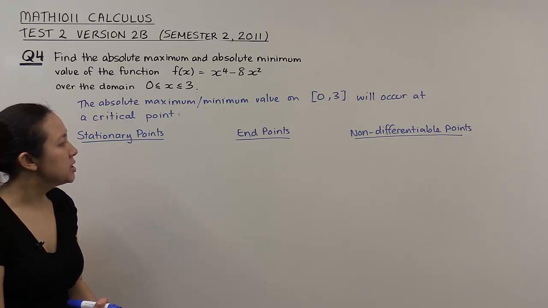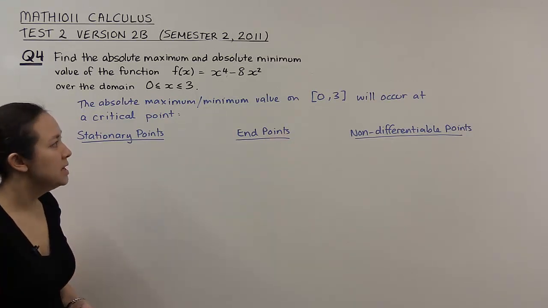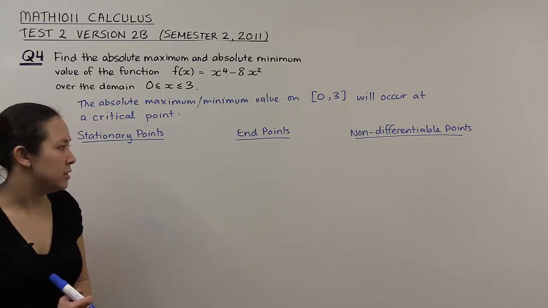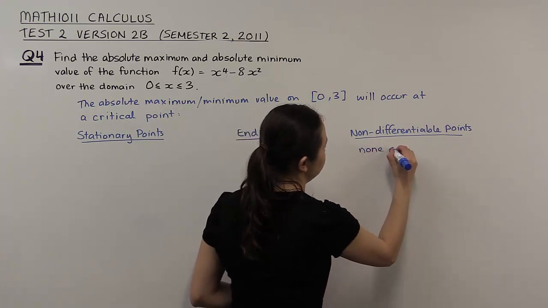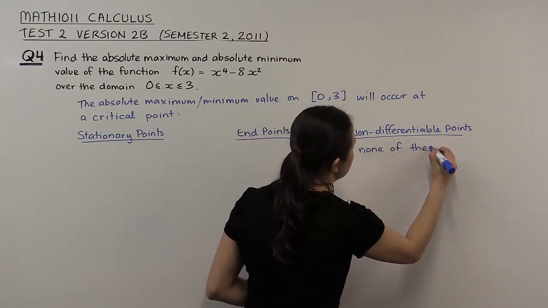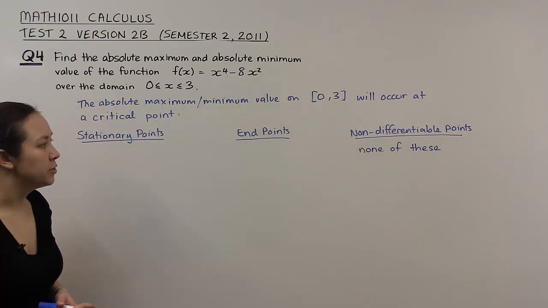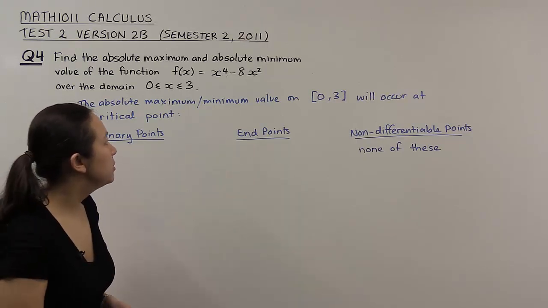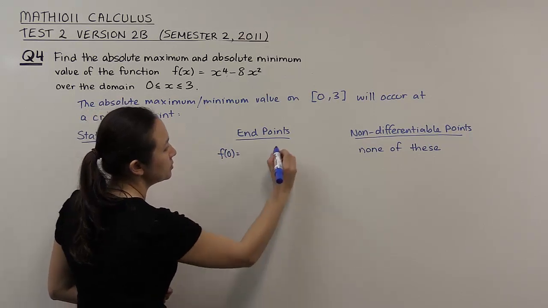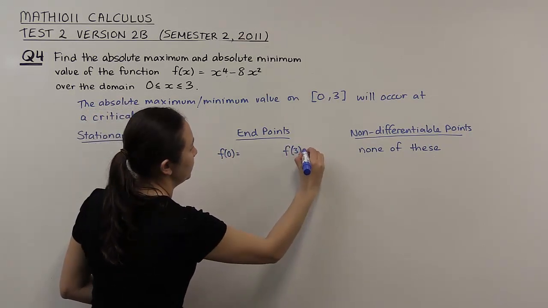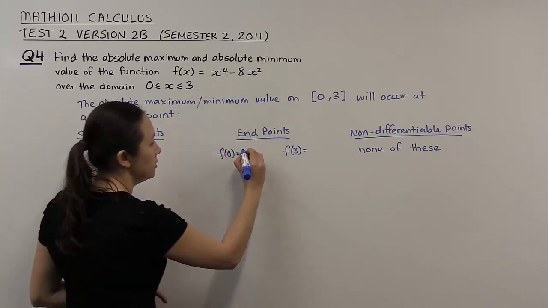So instead of sketching it, we can just examine these critical points and find the absolute maximum and minimum values. Now, there are no non-differentiable points. We have a polynomial here, x to the 4 minus 8x squared, and that's differentiable everywhere. So there's none of those. The endpoints are easy to evaluate. We have f of 0 and f of 3. So f of 0 is 0 to the 4 minus 8 times 0.